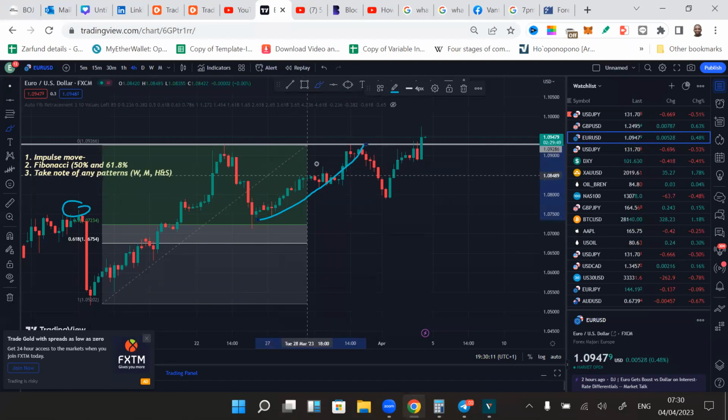Now you can decide that you don't want to wait for that move to happen. You can see we measured it just now, it was a 200 pip move. You can decide you want to take profit at 50, 100, 150. That's totally up to you, right? So this is how you do it. Let me show you another one right now.